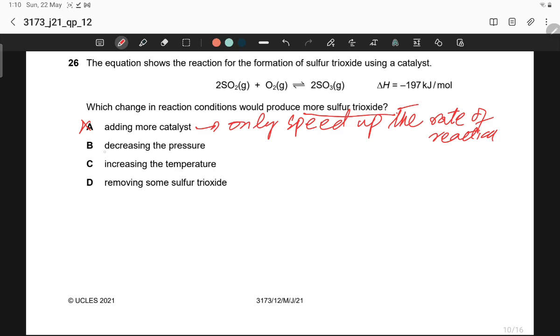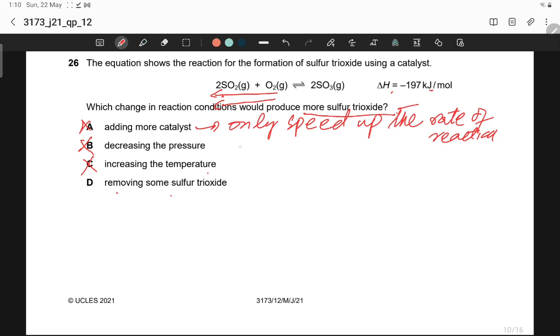Decreasing the pressure will favor the backward reaction, so it is also incorrect. Not producing more sulfur trioxide. Increasing the temperature, the reaction will be reversed back because the reaction is exothermic, so this is also incorrect.